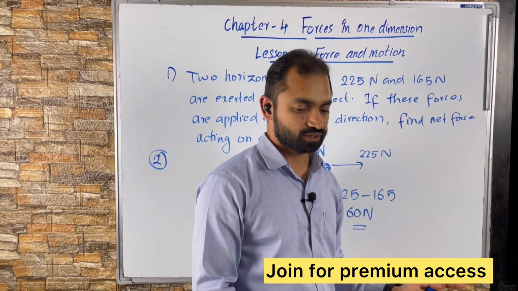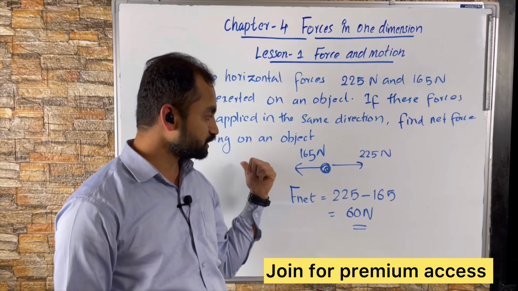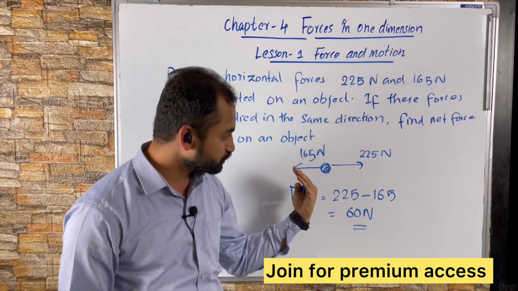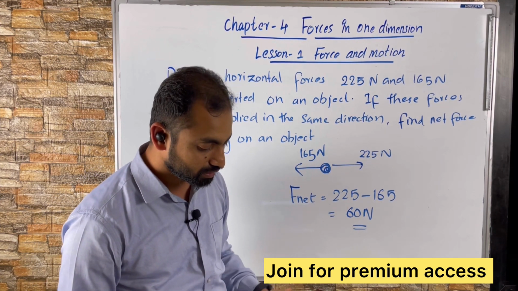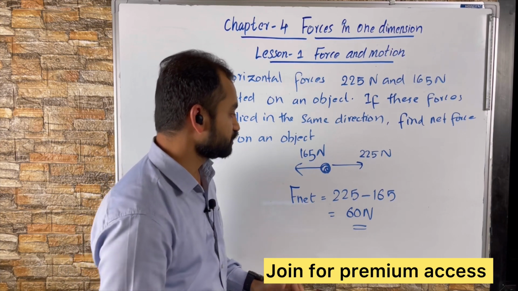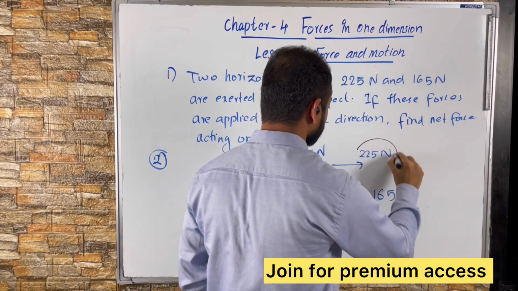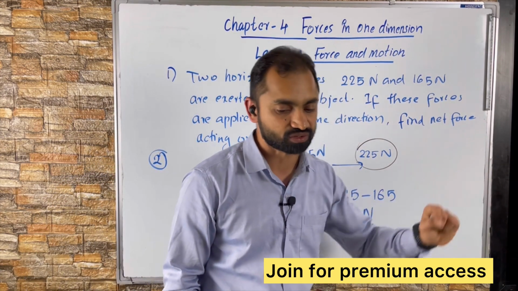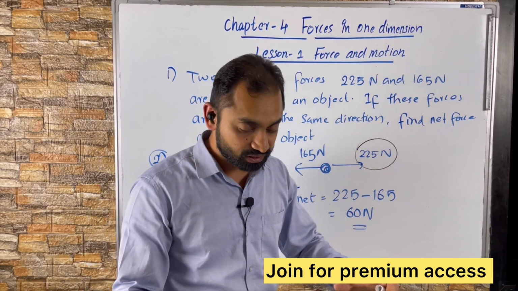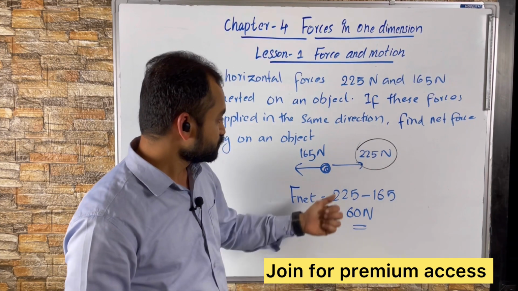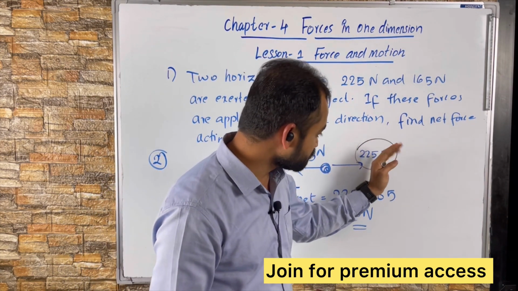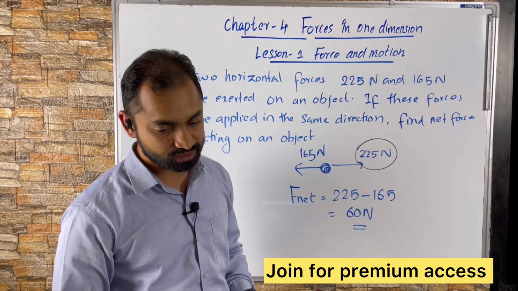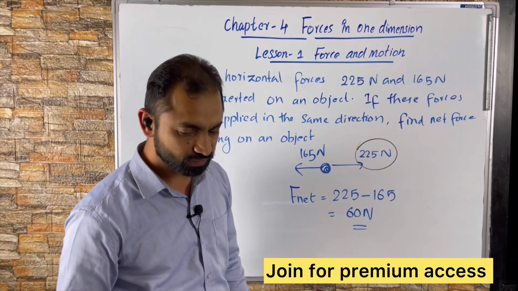In which direction? To the left side or to the right side? To the side of 165 Newton? Yeah, right, because the direction of net force will always be along the direction of the greater force, the larger force. So net force will be to the right side because 225 Newton is larger than 165 Newton.